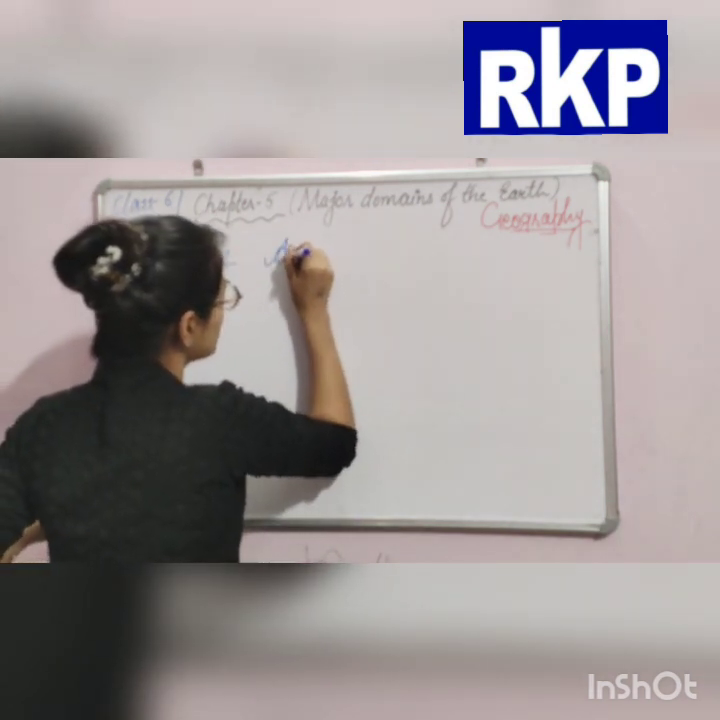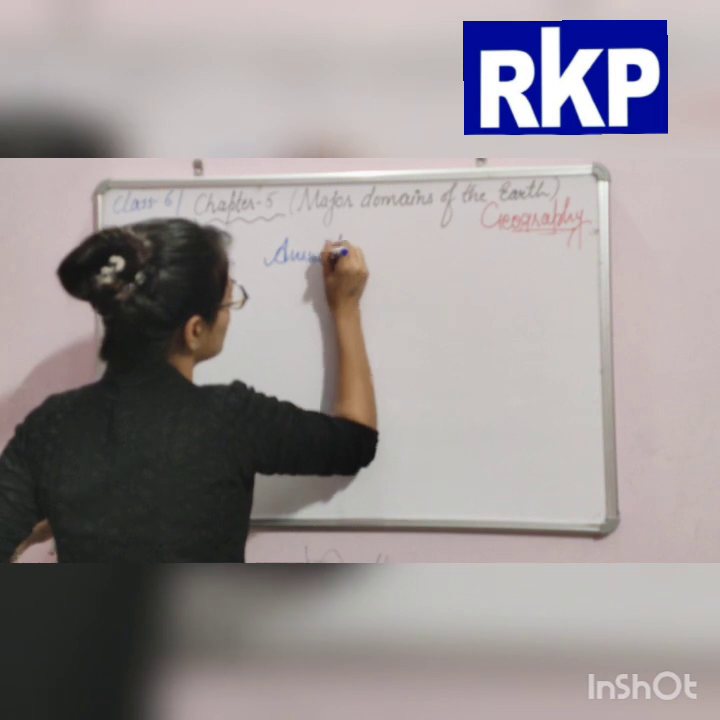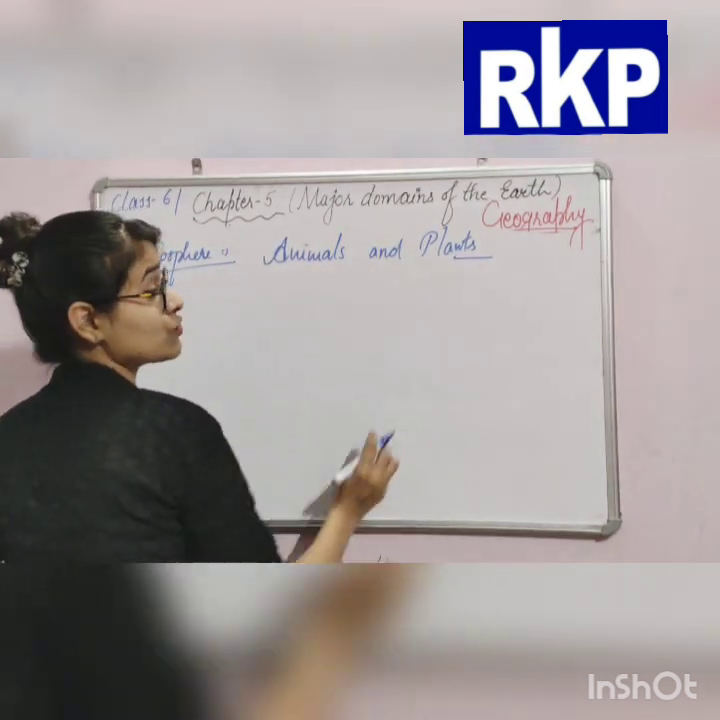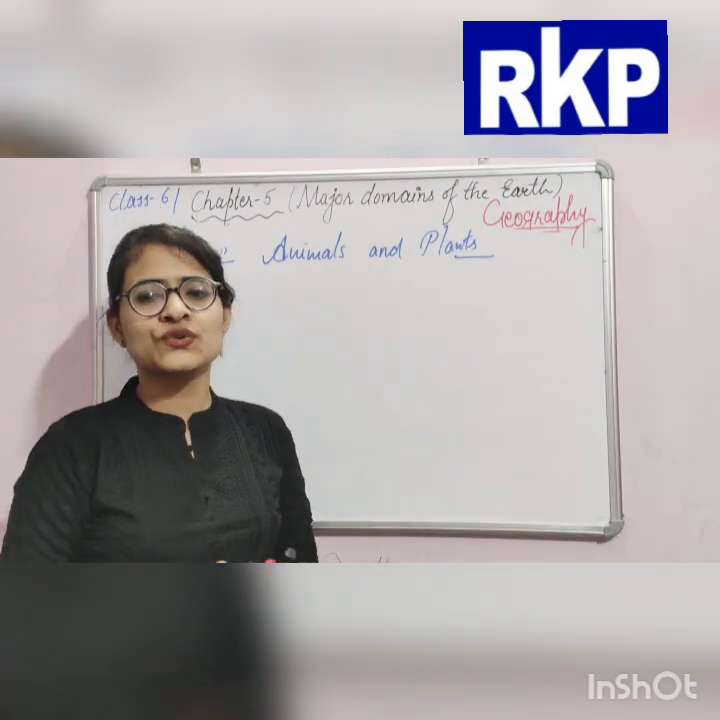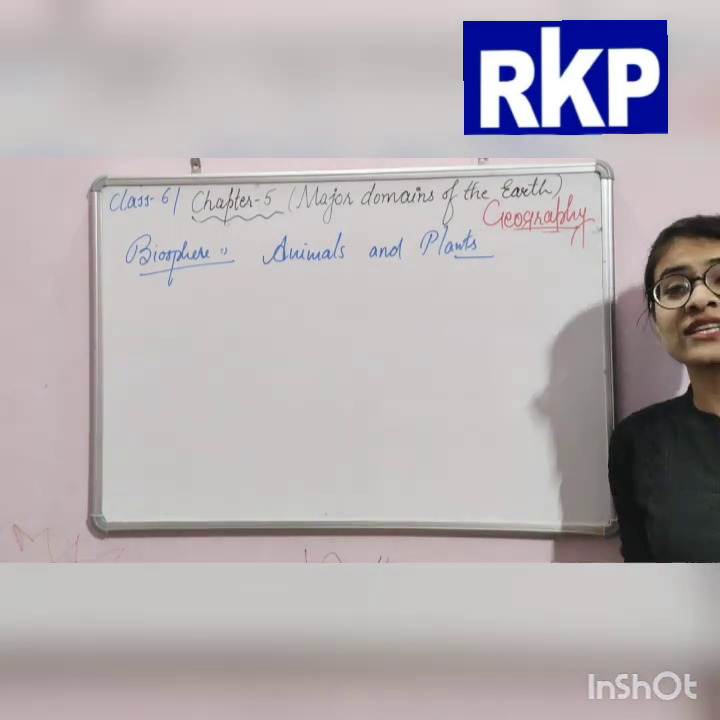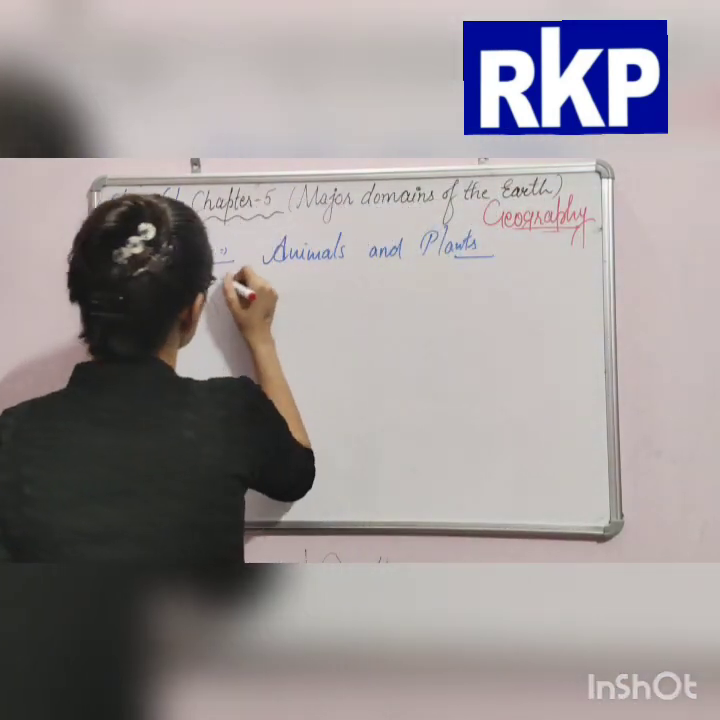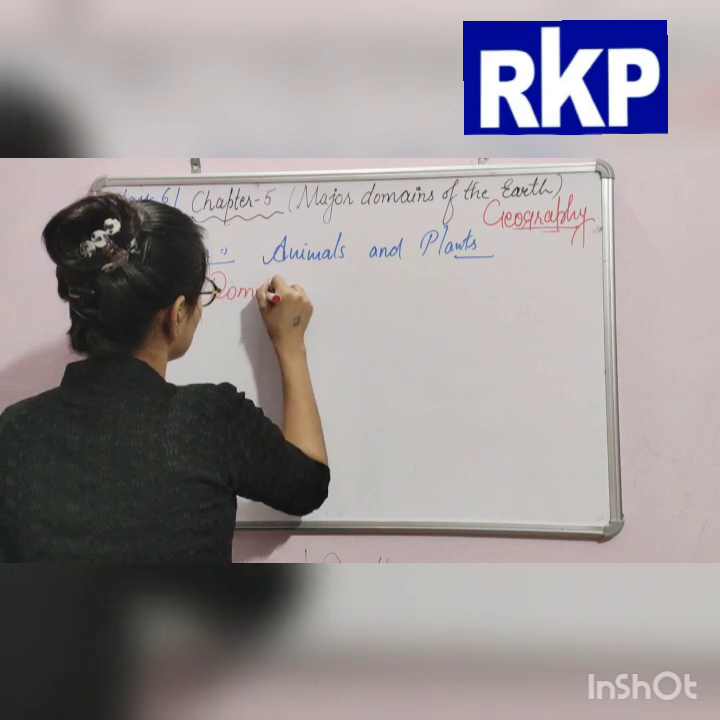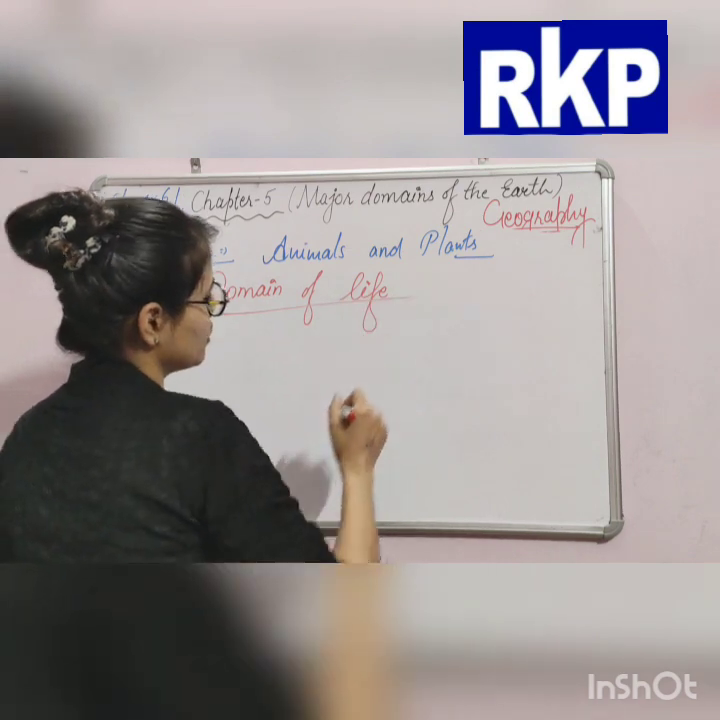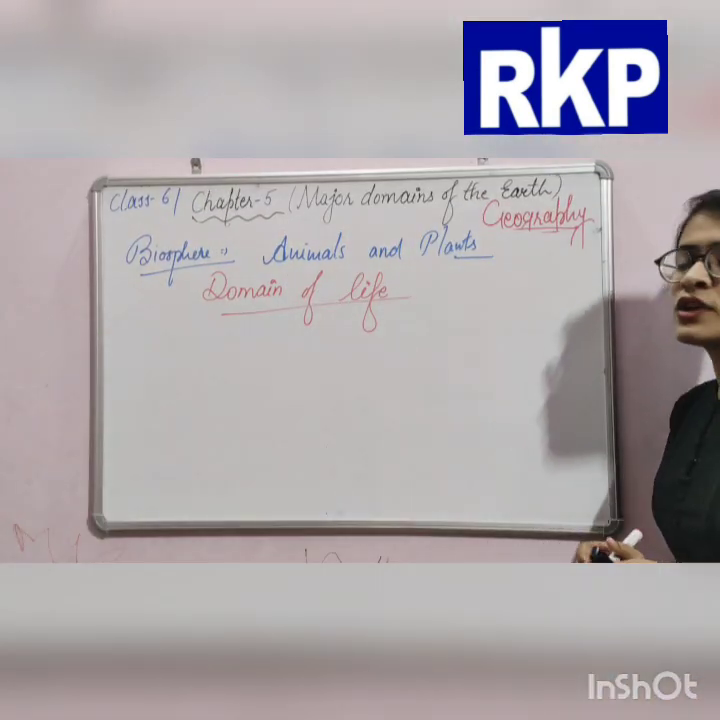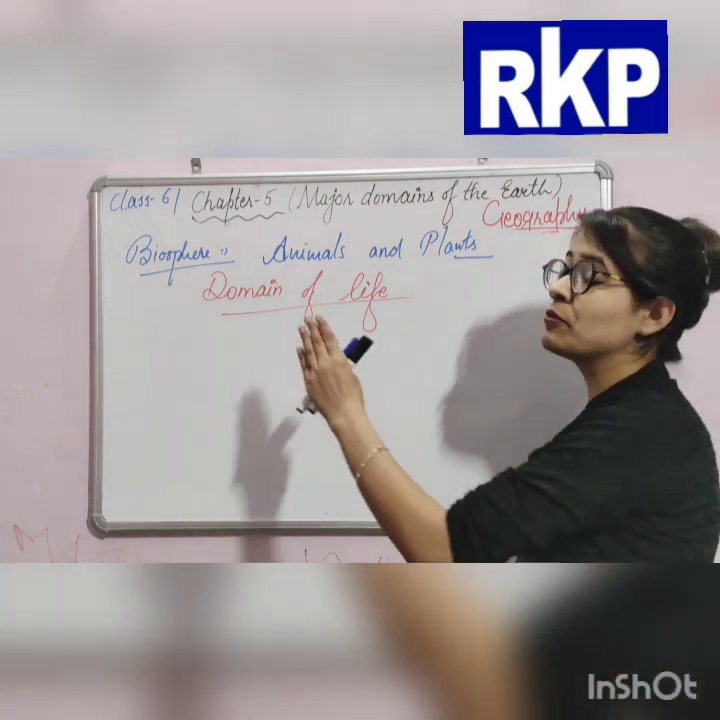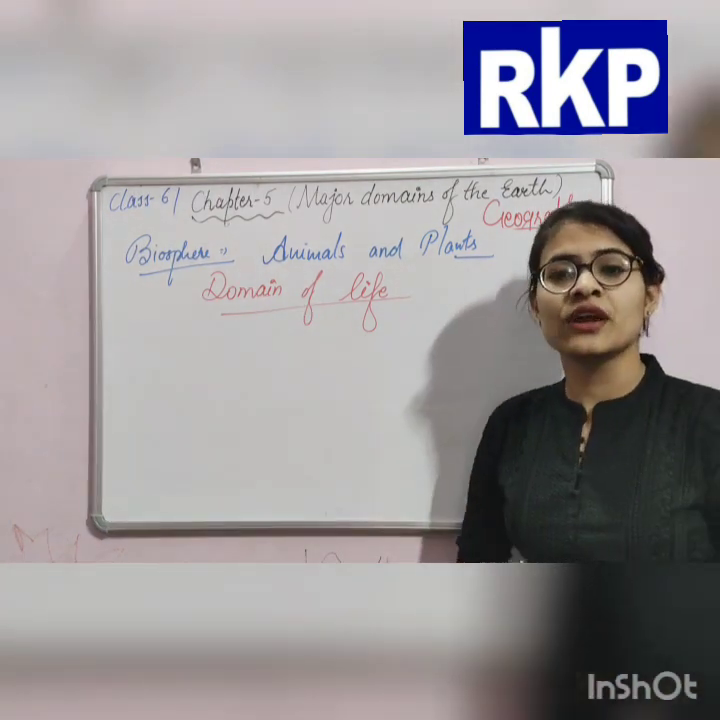Biosphere means animals and plants, or plants and animals, whatever you want to write you can. Okay, so in biosphere, this is the domain of life. We can say this is the domain of life. Okay, so human, plants and animal kingdom, they together make biosphere. Humans are also included in biosphere.